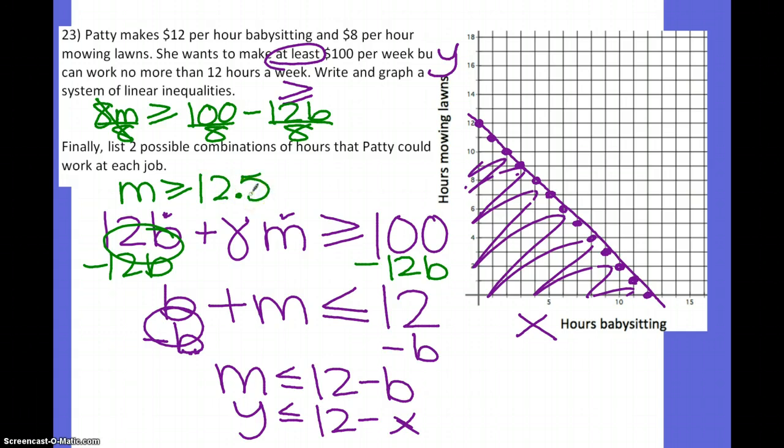That's your y-intercept. But 12 over 8 is your slope. So I'm going to just reduce the fraction to be 3 over 2, B. So we're going to graph that. Start at 12 and a half.